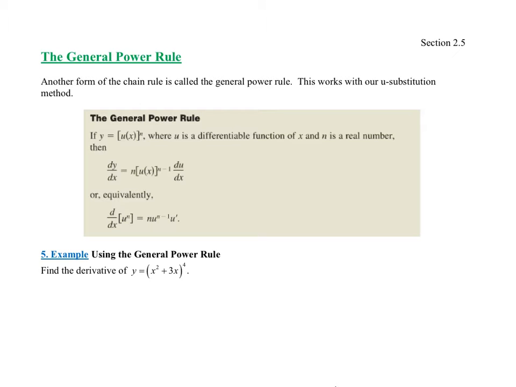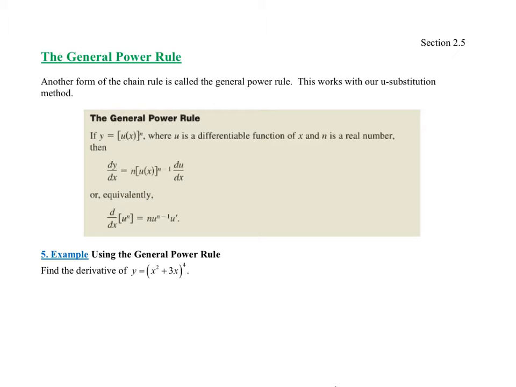So let's continue on to what they call the general power rule. The general power rule is what I've been doing. The general power rule is the blue version that I've been doing. So we did have the official u substitution chain rule version, which was a composition of functions, rewrite it in terms of u and then multiply it.